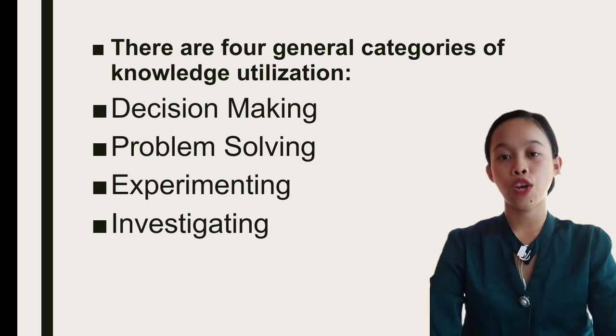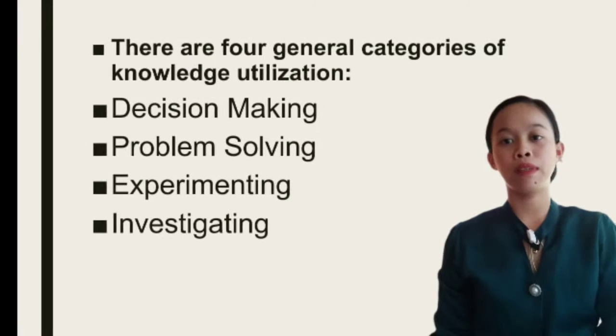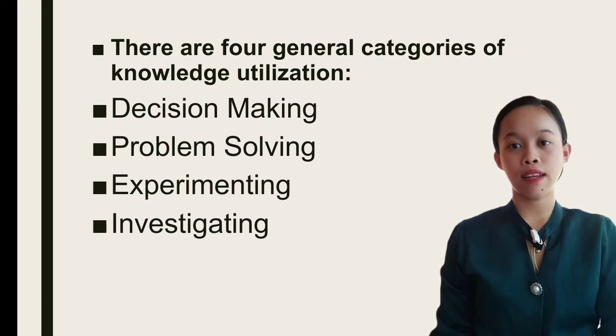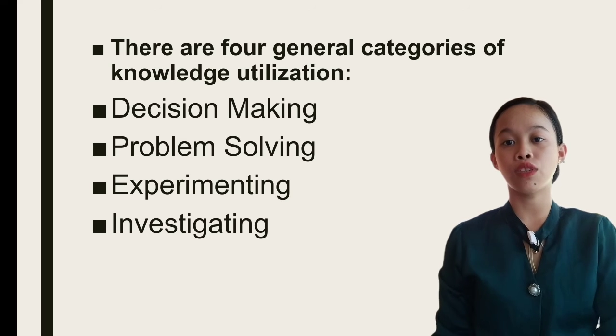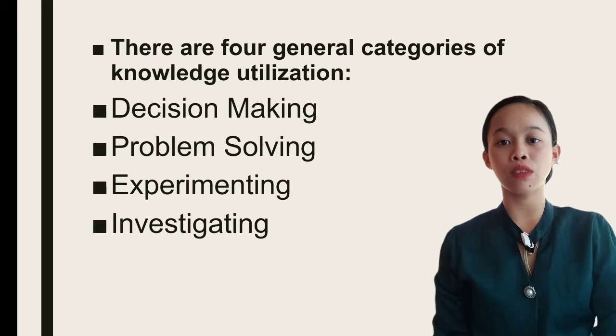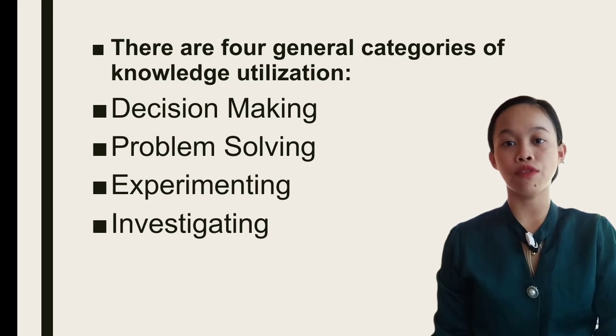First, decision making. When the student uses his or her knowledge of details to make a specific decision regarding the details. Problem solving. When the student uses his or her knowledge of details to solve a specific problem regarding the details. Then experimenting, when the student uses his or her knowledge of details to generate and test hypotheses regarding details. Last is investigating, when the student uses his or her knowledge of specific details to investigate a past, present, or future event or conduct an investigation regarding the details.